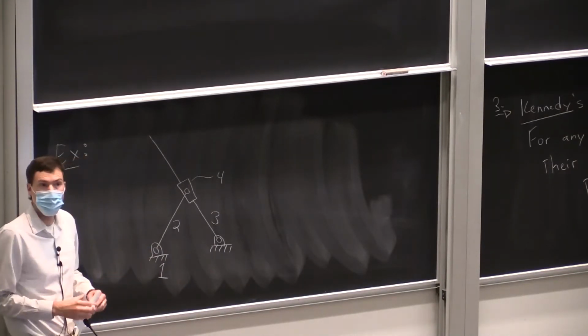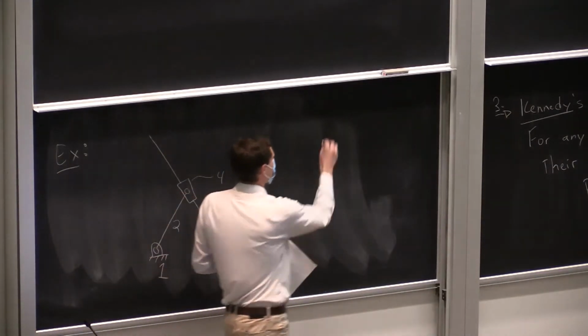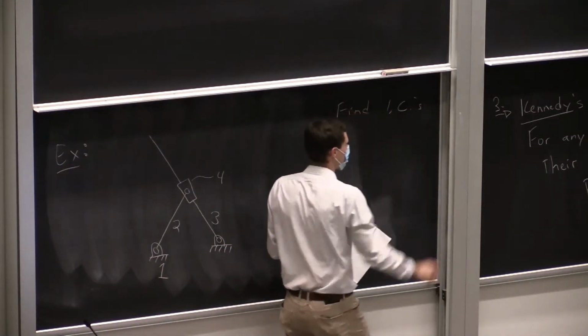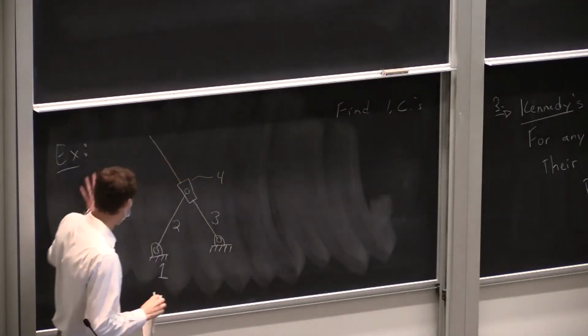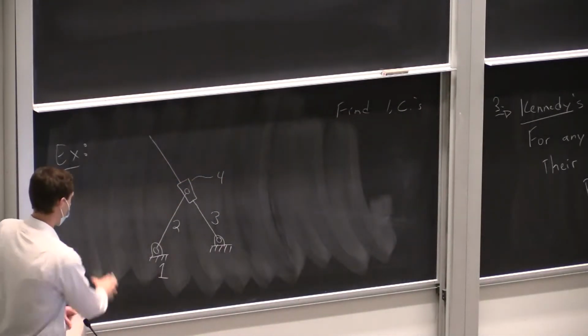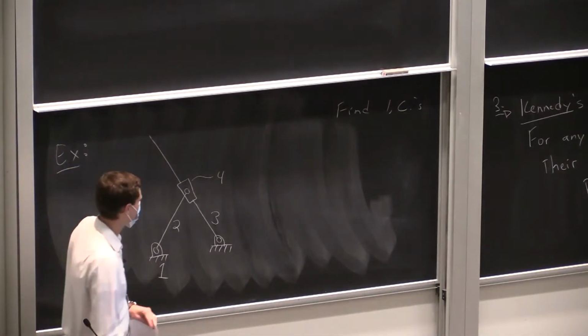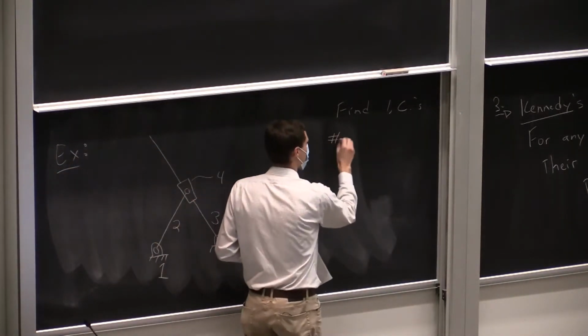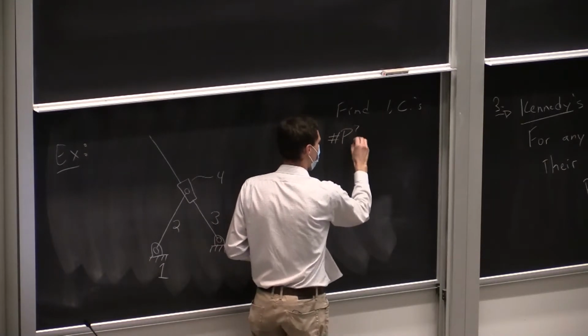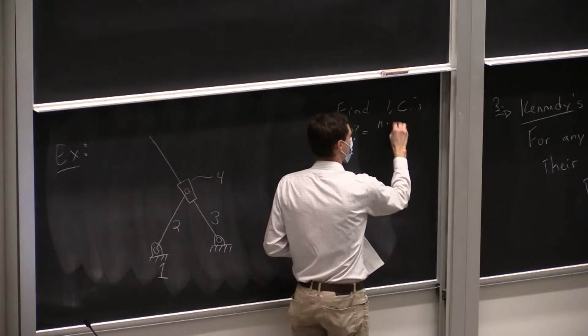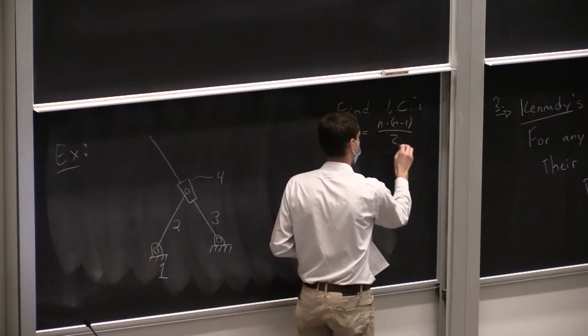And what we're going to do here is find all of those instance centers. That's our task here, to find all of the instance centers, and we're going to put them on our page here. Some will be off to the left, just so you can plan your notes here. The last thing I did in lecture last time was ask, how many instance centers are there? And we said that's equal to n times n minus 1 over 2.